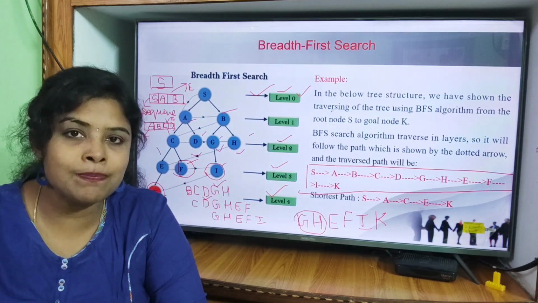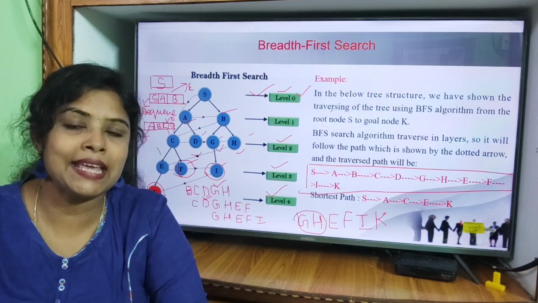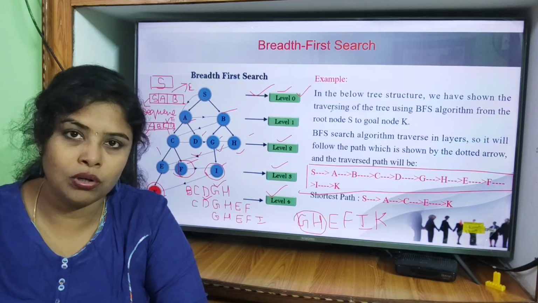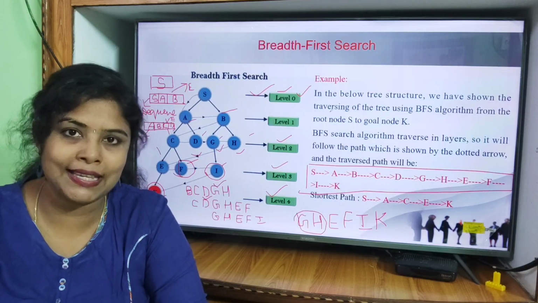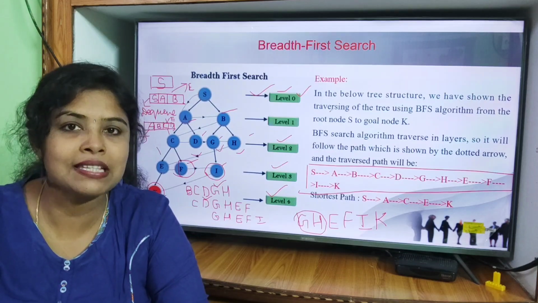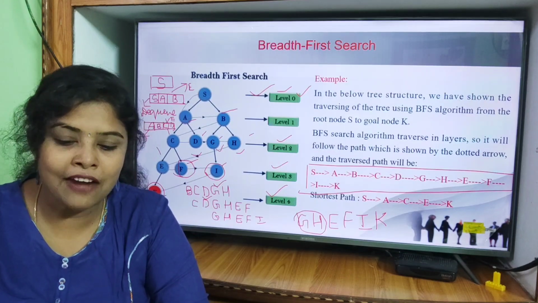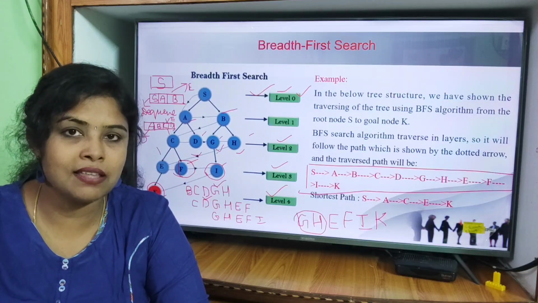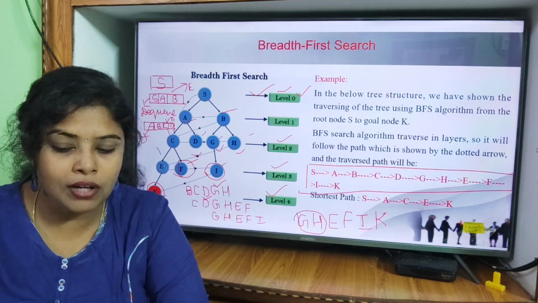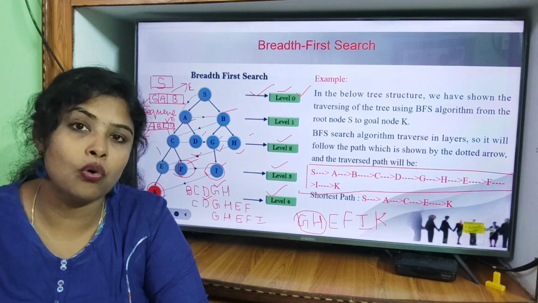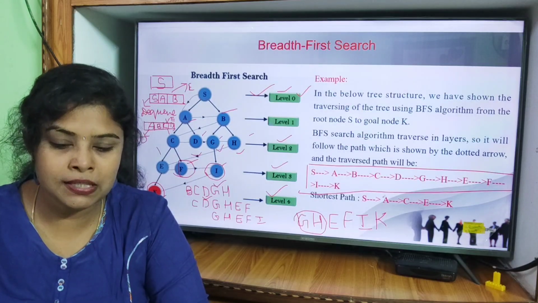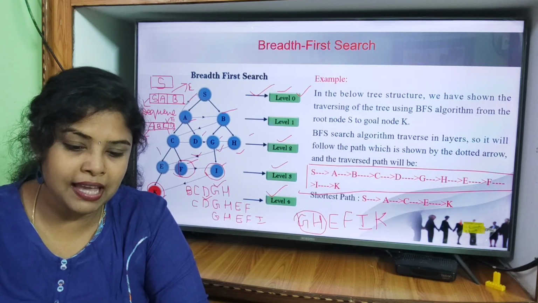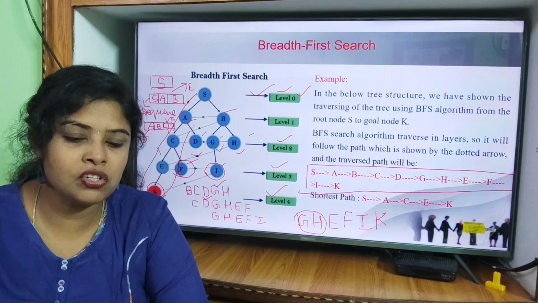So it will explore all the nodes in each level and then go to the successor nodes of the next level. This is how BFS implementation will be done, and from this, the BFS algorithm can tell us the shortest path. Which is the shortest path to reach the goal node K? The shortest path will be S, A, C, E and K.